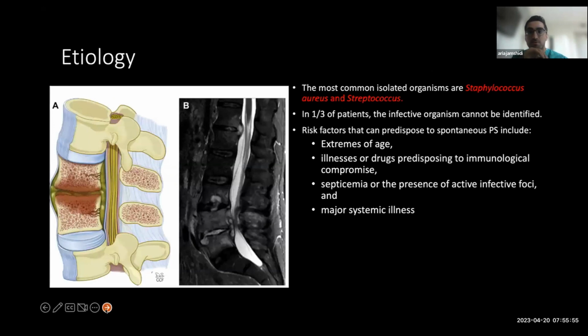In terms of the most common isolated organisms, they're typically staph or streptococcus. The organisms can vary, though, depending on the patient's comorbidities. So gram-negative bacteremia is most commonly associated with patients that are immunosuppressed. Other risk factors that can predispose patients to pyogenic spondylodiscitis include extremes of age, illnesses or drugs predisposing to immunological compromise, and then obviously septicemia.